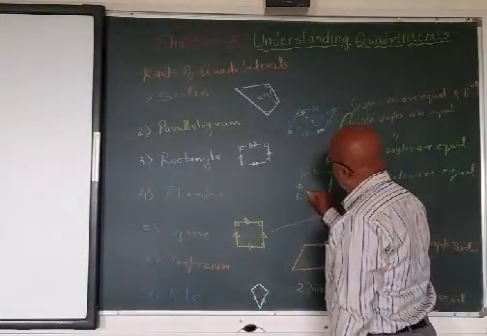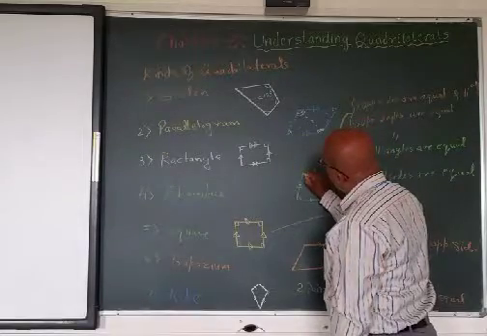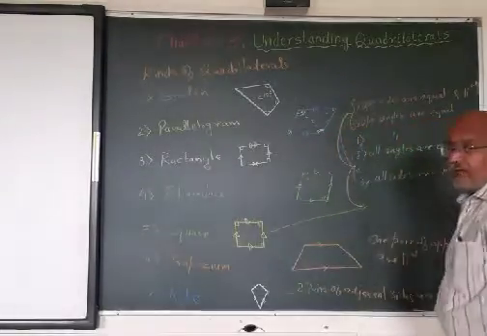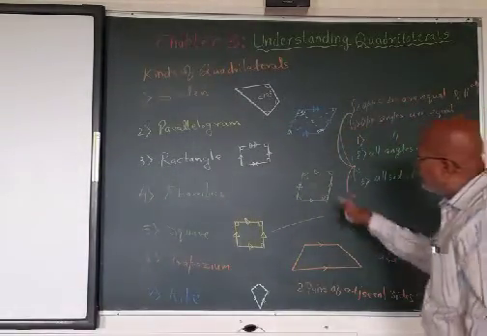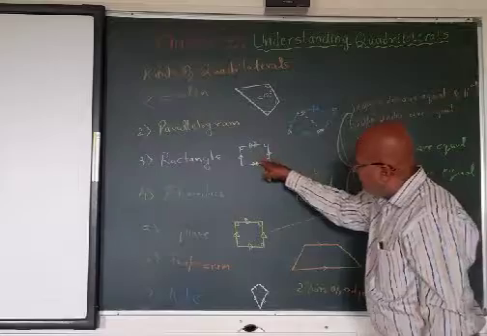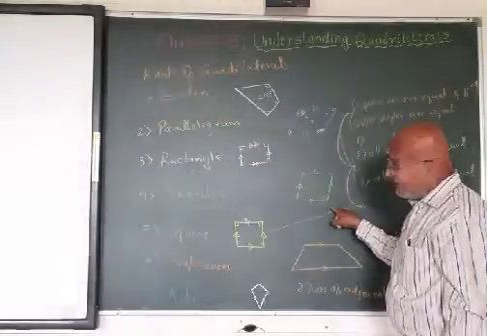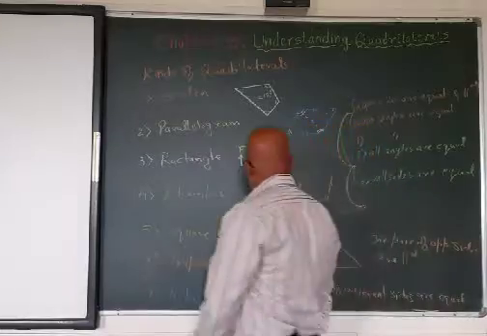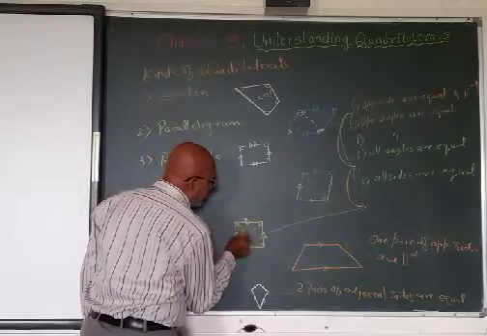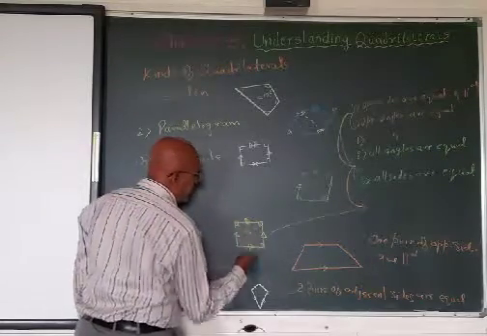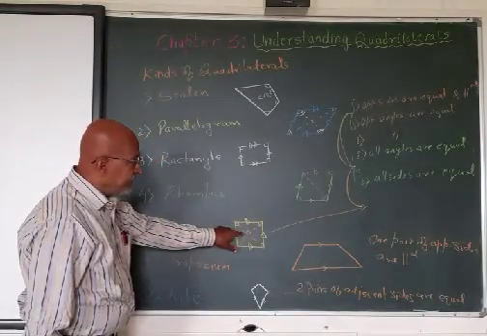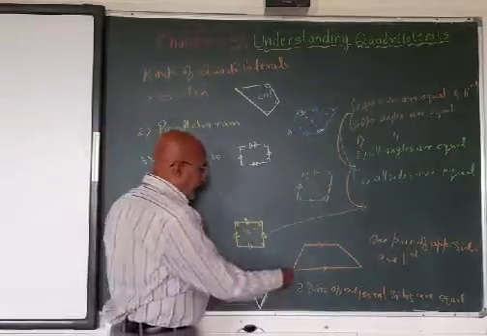If I draw the diagonals here, they are bisecting each other perpendicularly. Now see here, the diagonals are bisected, here they are unequal, here they are equal, here also they are unequal, but they bisect each other. Here the diagonals will be equal and also perpendicular bisectors of each other. Got it?